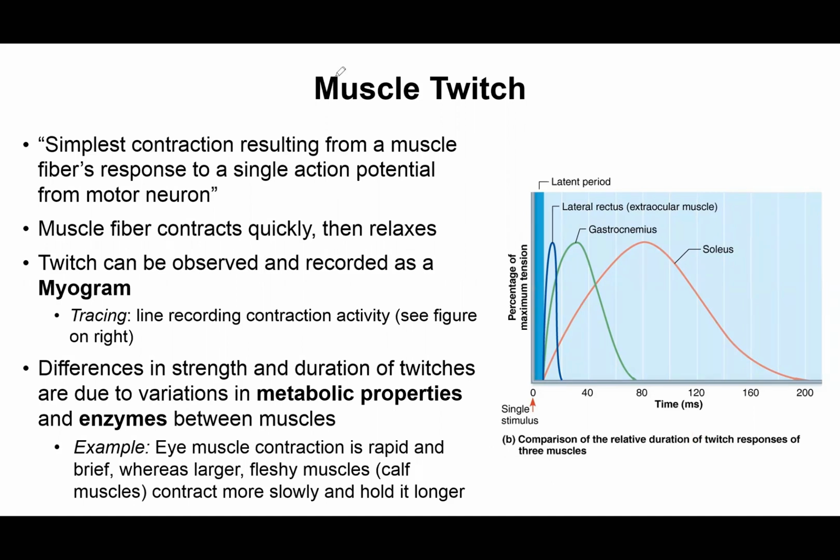Okay, so starting over here at 0, we have one action potential come through, okay? Now, the strength and the duration of the twitch is going to be different in different muscles. And so it really just depends on the whole muscle's metabolic properties and the enzymes that are between the muscles.